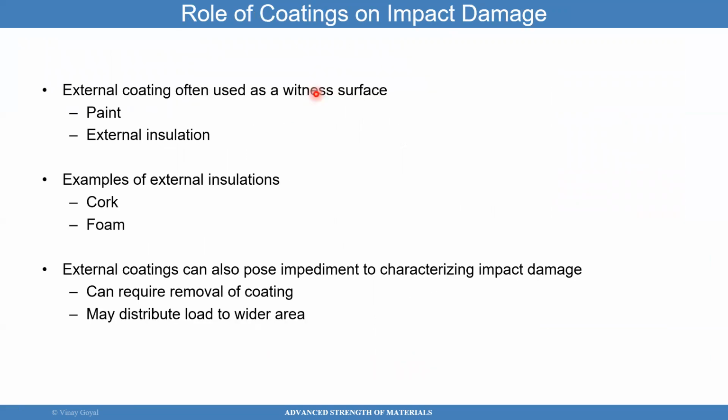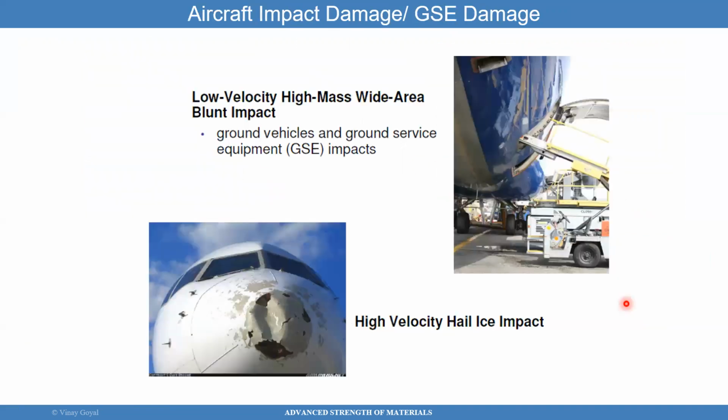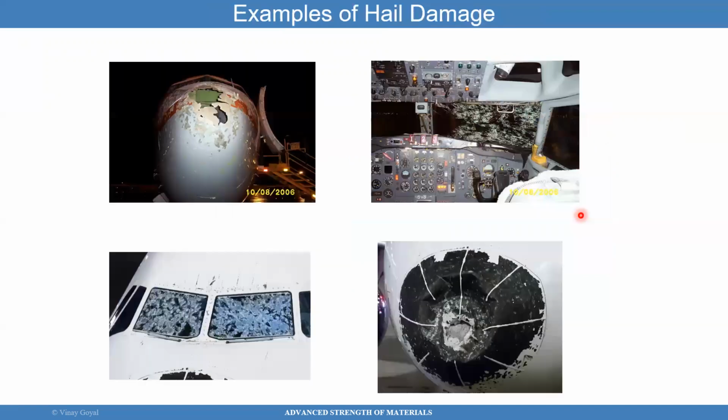I'm almost done. Here are examples of lightning damage and hail damage. And this one is a truck that came at relatively low speeds, but it's such a big truck that hit the aircraft. When the aircraft took off, the pilots could hear rattling, and what they found was that the stiffeners inside were debonded from the fuselage. More hail damage and the windshield broken apart.